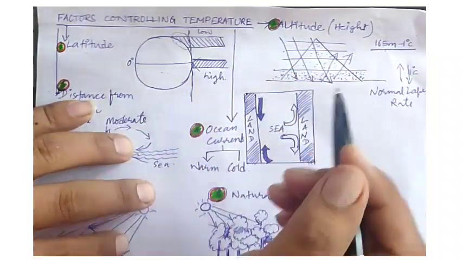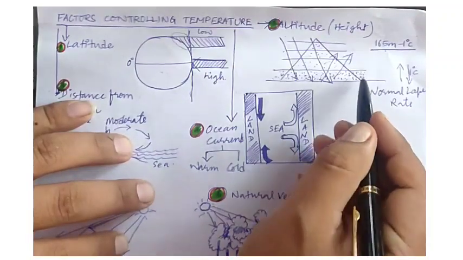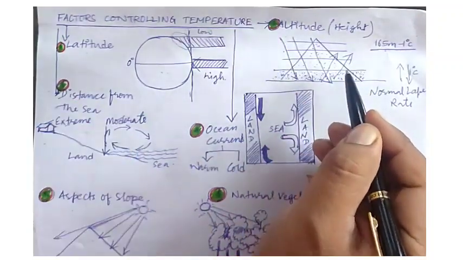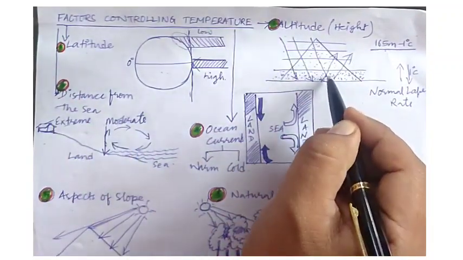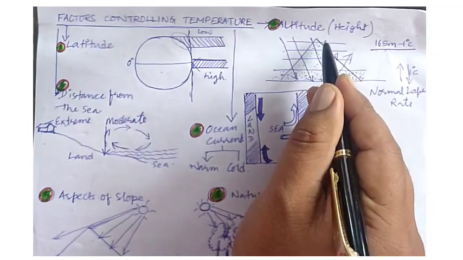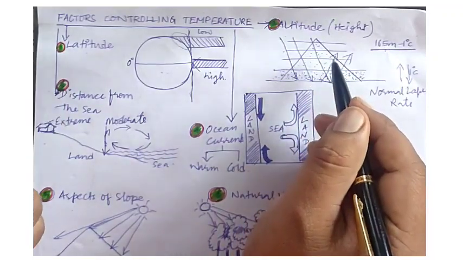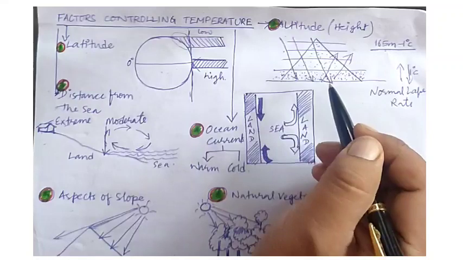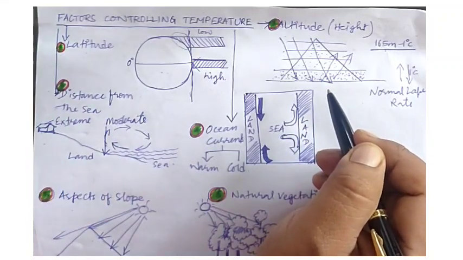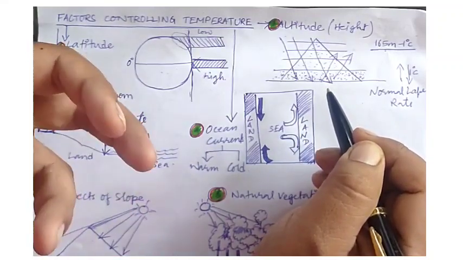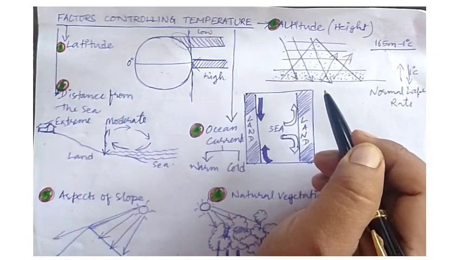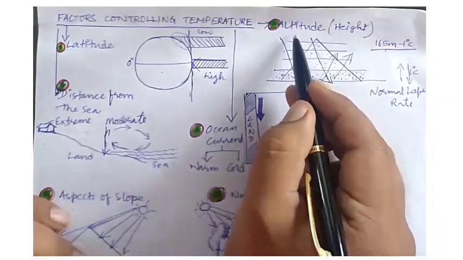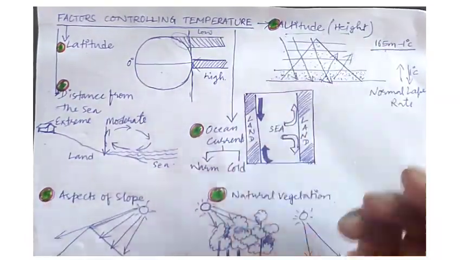So as a result, the temperature will be more at the lower levels because of the more heat absorption, and as we travel upwards, less heat is absorbed. As a result, the temperature is also low. So that's why the hill stations are cooler compared to the plain areas. So this is the factor altitude.